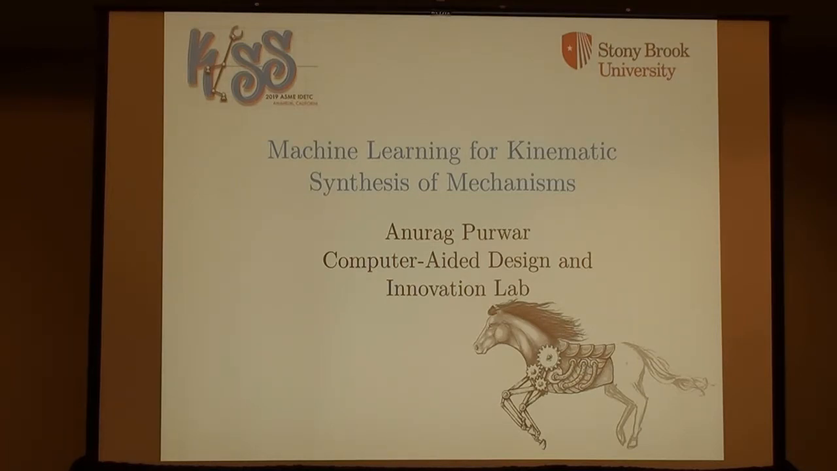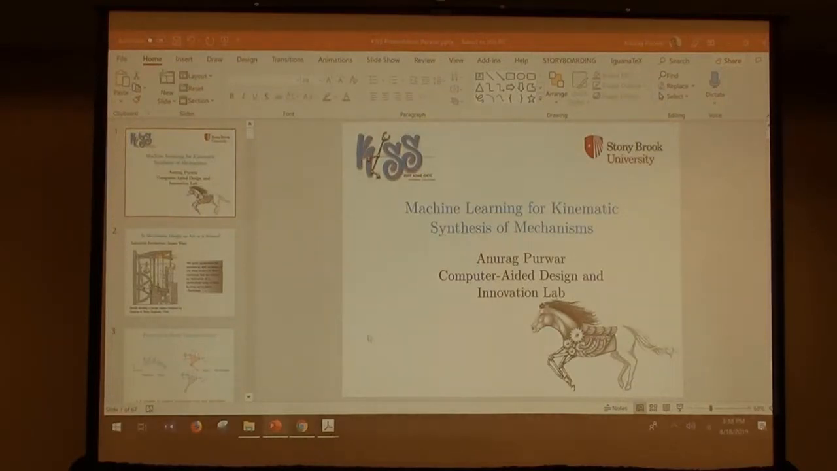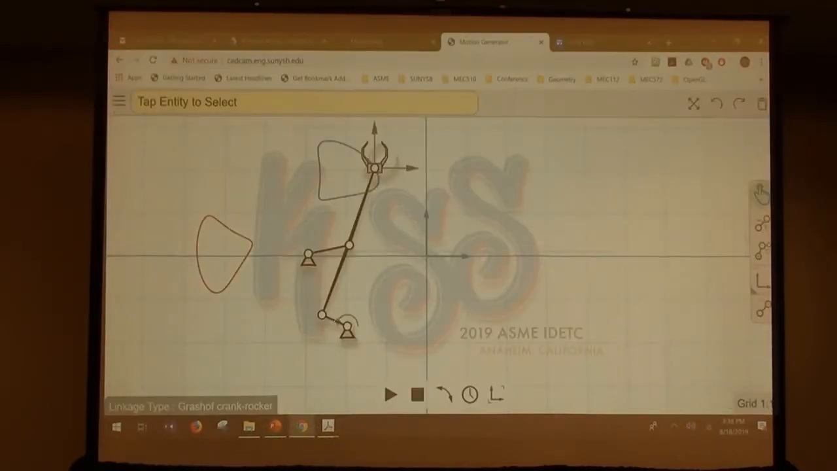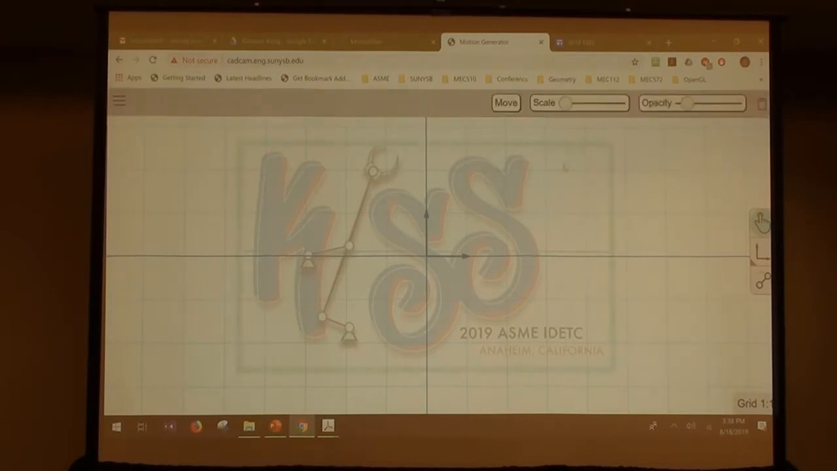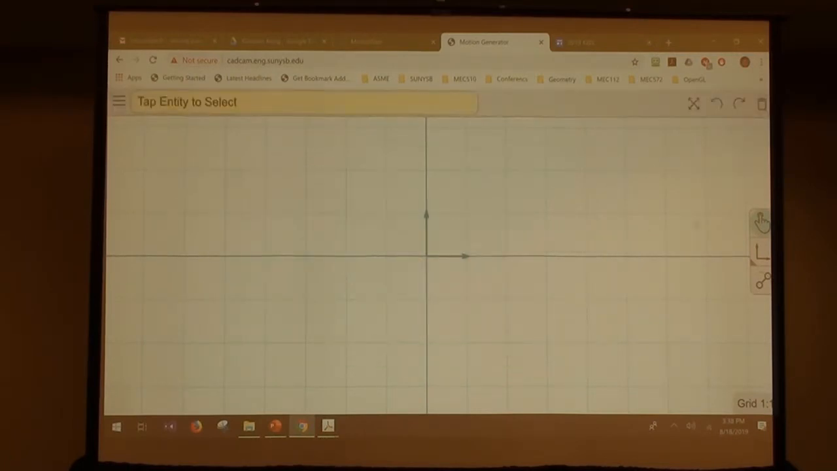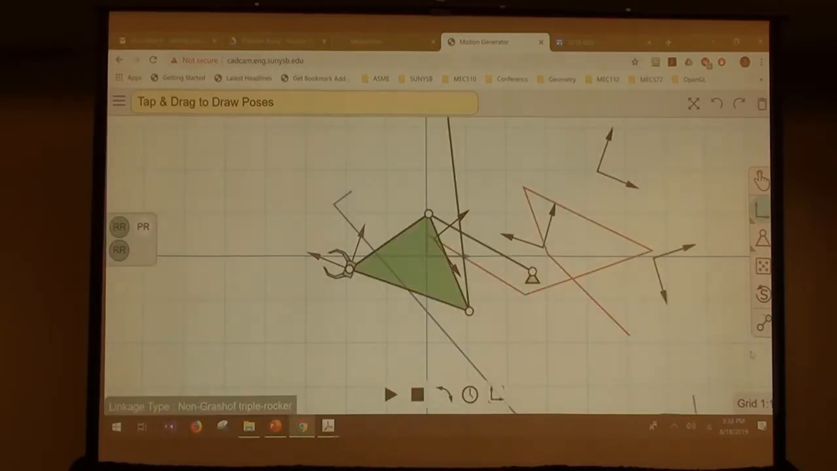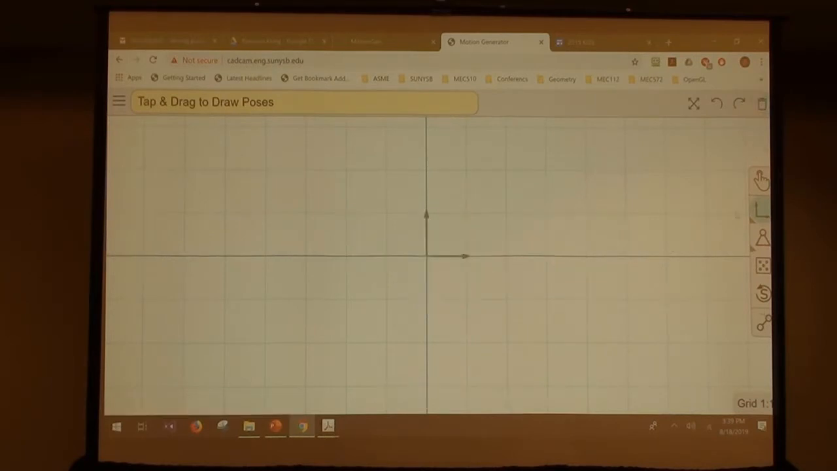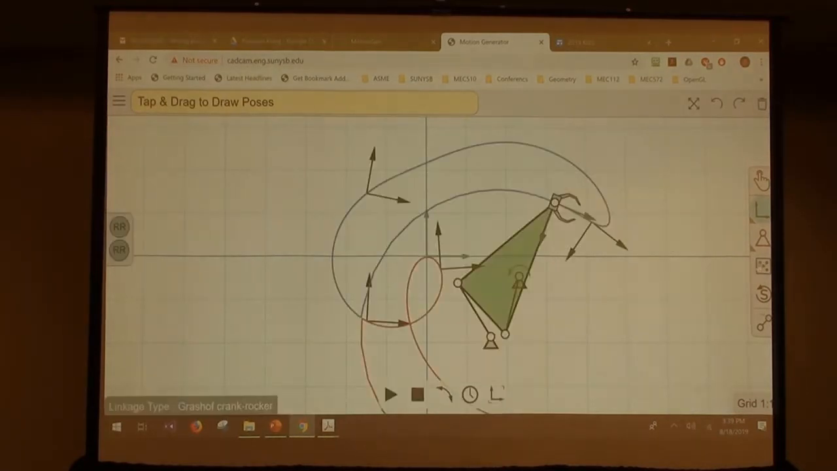So in the motion gen, which is our homegrown app, which implements some of the algorithms that we have developed over the years for synthesis, I can input five positions. That's a four bar? Where's the four bar? I don't see it. Okay, so I'm going to roll the dice here, because I don't want to keep inputting these. Five arbitrary positions. Let's see. Okay, I see a four bar. So this is being computed in real time using our algorithm. So there's no database.